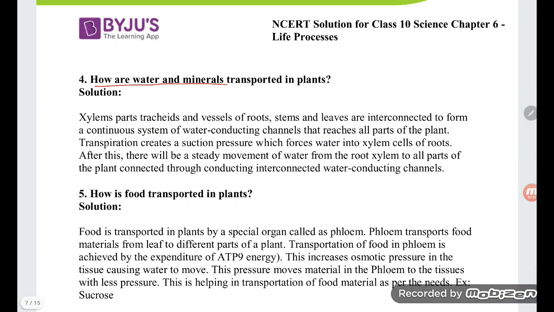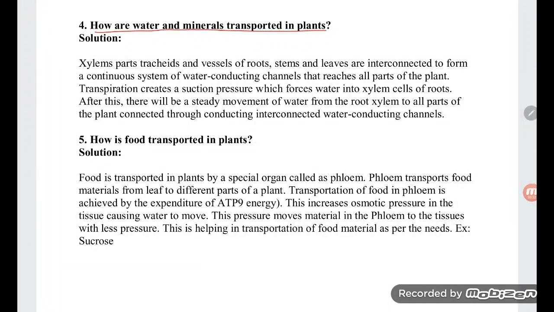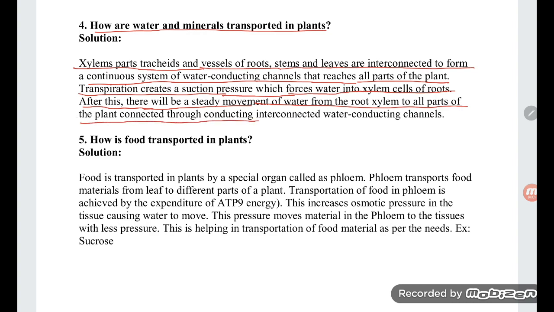How are water and minerals transported in the plant? The xylem, consisting of tracheids and vessels of the root system and leaves, is interconnected to form a continuous system of water conducting channels that reaches all parts of the plant. Transpiration creates suction pressure which forces water into the xylem cells of the root. After this, there is a steady movement of water from the root xylem to all parts of the plant through the interconnected water conducting channels.